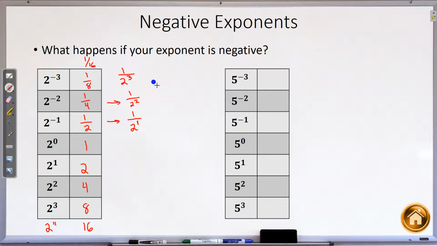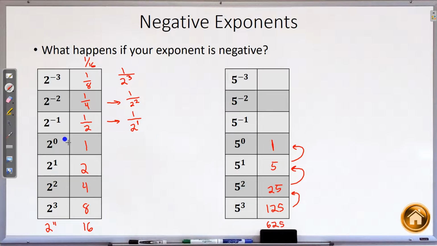Let's double check this for 5's. So 5 to the 1 is 5, 5 squared is 25, 5 cubed is 125, and if we multiply by 5 again, that would be 625. But now we're going to continue that pattern backwards. So to go from 125 back to 25, we divided by 5, divided by 5, and so here we're going to divide by 5. 5/5 is just 1.